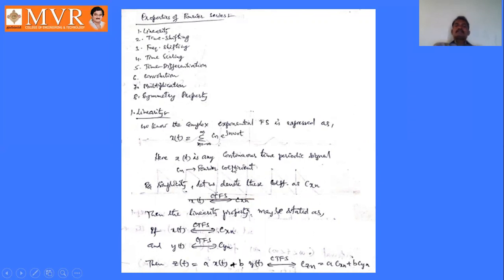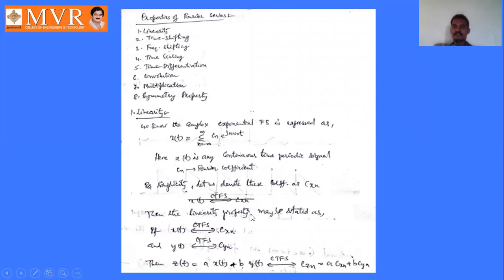Let us take the complex exponential Fourier series, expressed as x of t equal to sigma n equal to minus infinity to infinity Cn into e power jn omega naught t. Here x of t is any continuous time periodic signal and Cn is the Fourier coefficient, as we already know these parameters. For simplicity, let us denote these coefficients as Cxn. So x of t, its Fourier coefficient is Cxn.